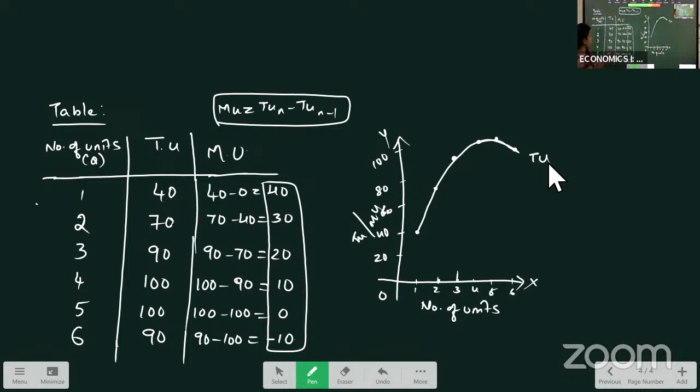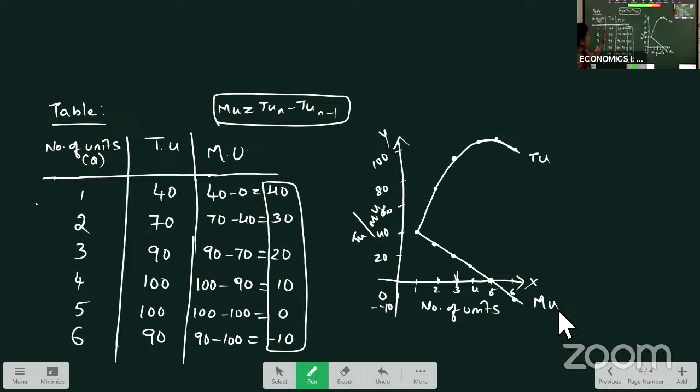Now, I will do the marginal utility curve. What is marginal utility? For 1 unit, it is 40. For 2 units, what is the marginal utility? 30. 3 units, 20. 4 units, 10. 5 units, 0. 6 units, minus, which means it will come down here. We'll join all these points, so you will get the marginal utility curve. Is the graph clear?